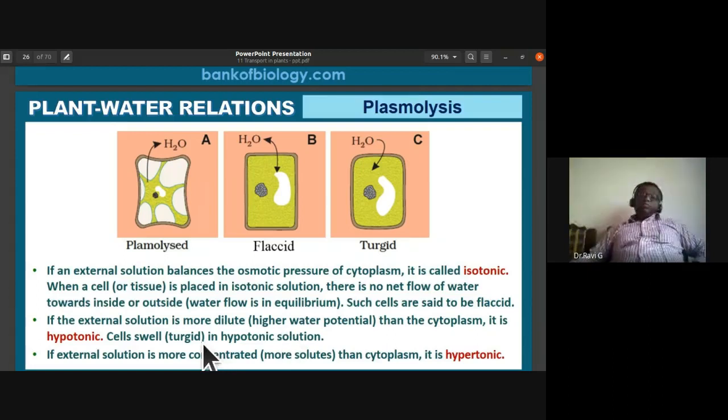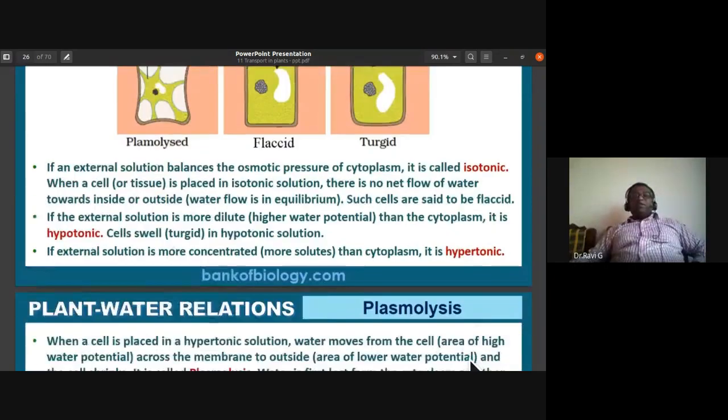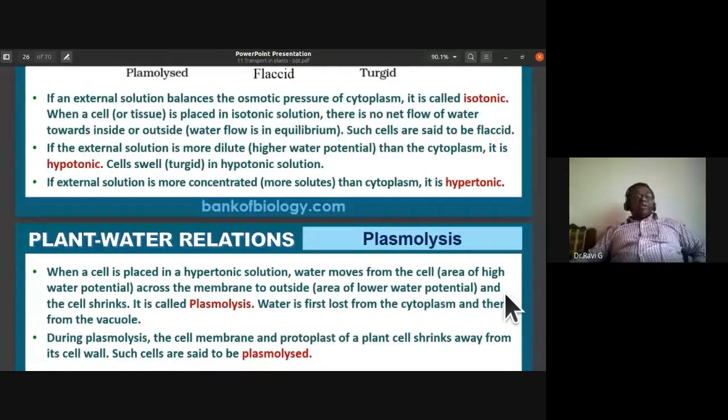If the external solution is more concentrated than the cytoplasm, it is hypertonic. We are talking about hypertonic solution. When a cell is placed in hypertonic solution, water moves from the cell across the membrane to the outside, the area of lower water potential. So from the area of higher water potential, water moves towards the area of lower water potential and the cell shrinks.